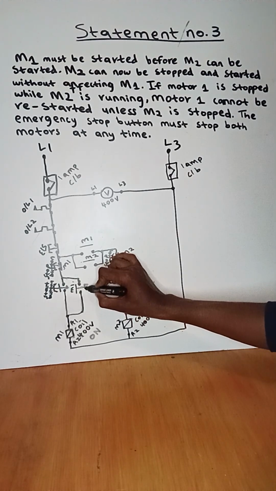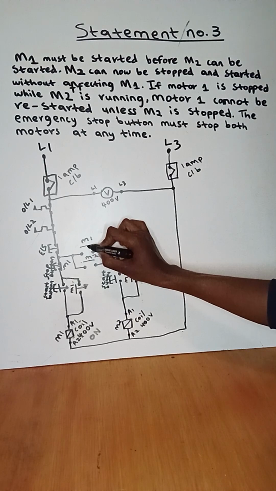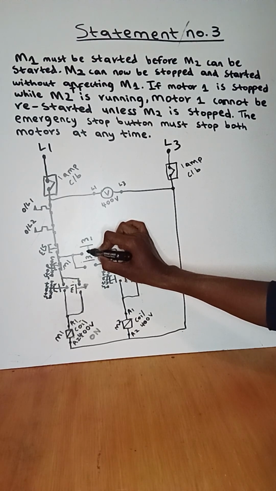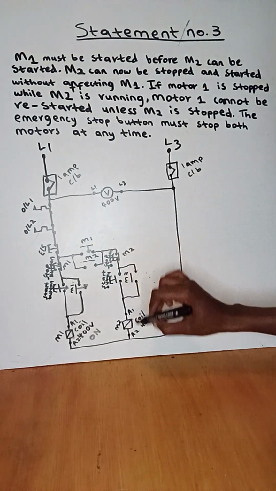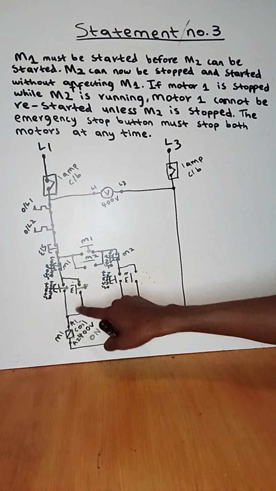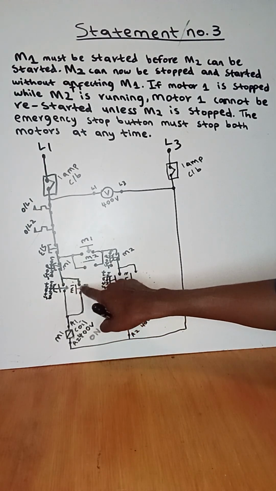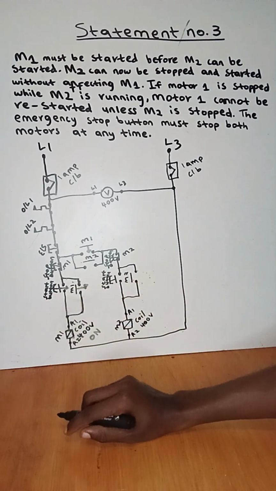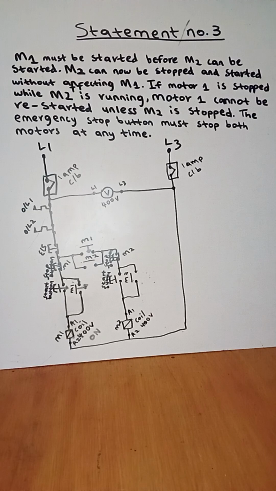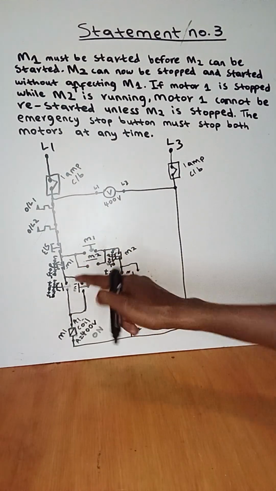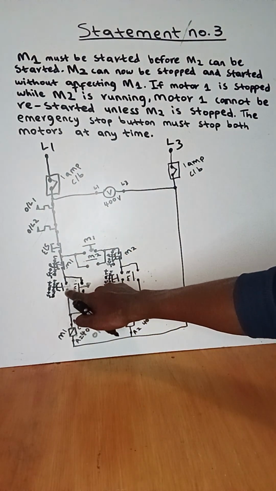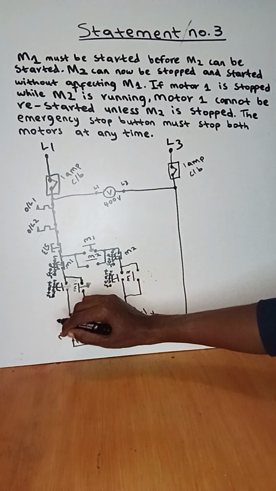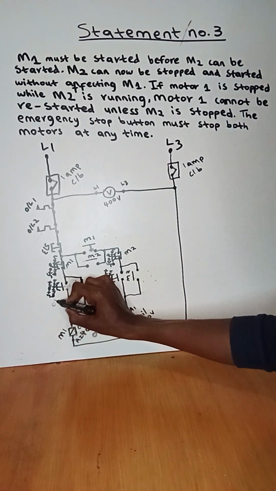Here it will be closed, and then also this contact of motor 1 will be closed. It will affect all the contacts of motor 1 to be closed. Here is closed and here is closed. So I let go of my start button of motor 1. When I let go of the start button of motor 1, it will create an open contact.